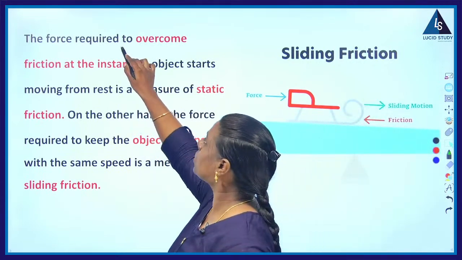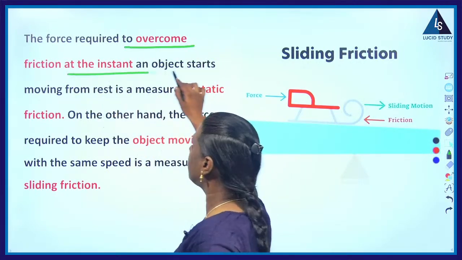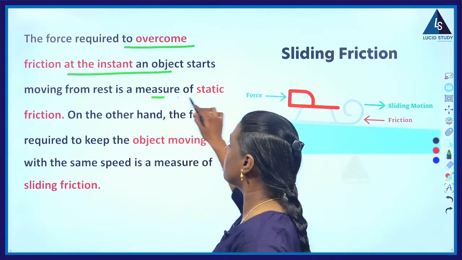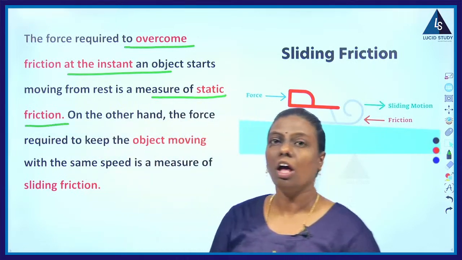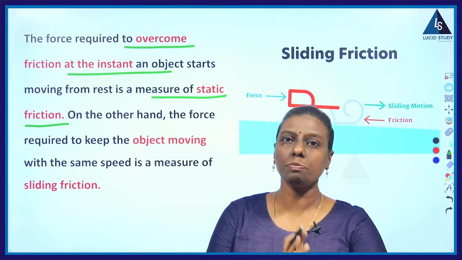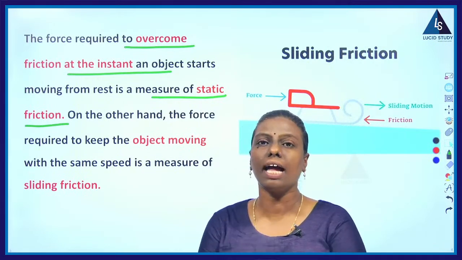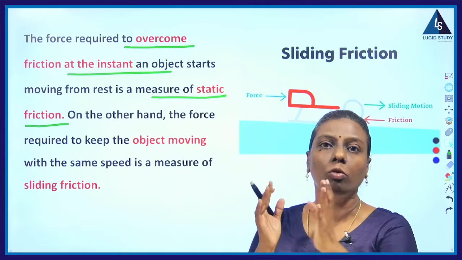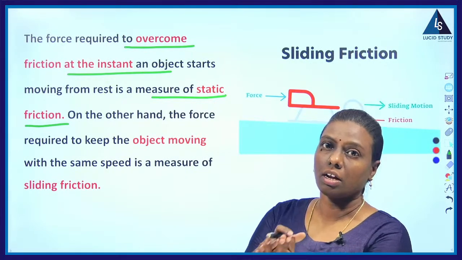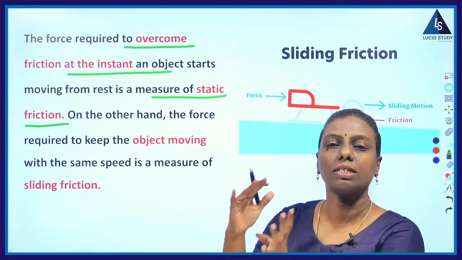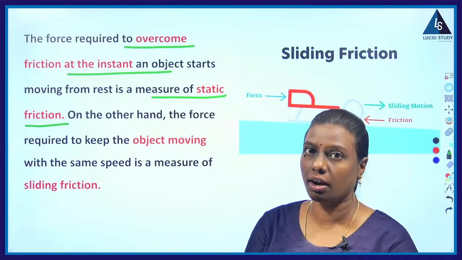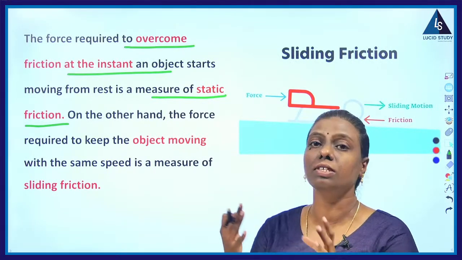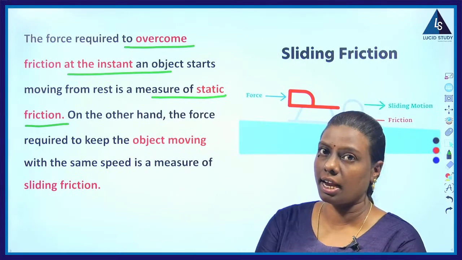The force required to overcome friction at the instant an object starts from rest is a measure of the static friction. So it's a type of friction. What is meant by friction, we understood: friction is that which offers resistance to the motion of a moving body, in the opposite direction.